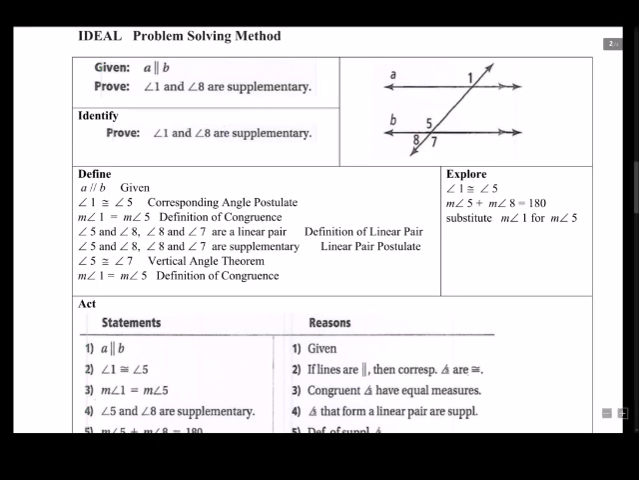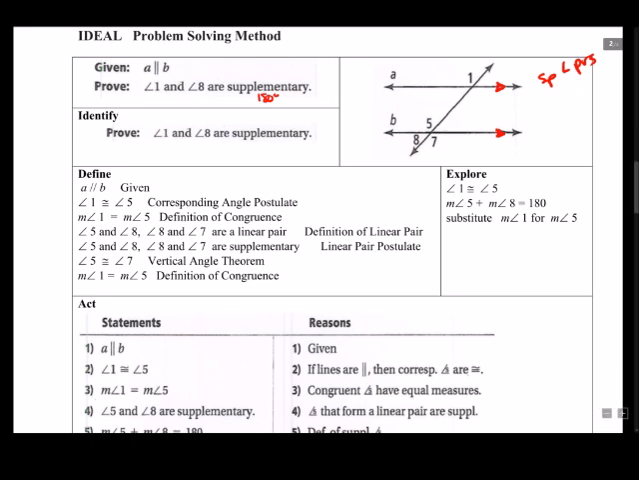So I am going to start on my diagram. I'm going to mark what I'm given. I've got parallel lines. What do parallel lines mean to me? Parallel lines mean special angle pairs. I know that I am cut by a transversal. I know I've got special angle pairs. And I'm looking to prove that my angles are supplementary. We know that this means they're going to sum to 180 degrees.